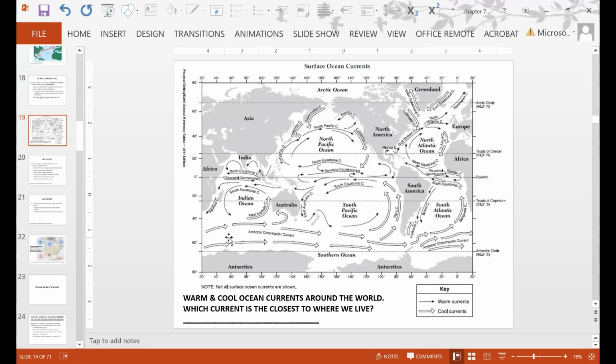So you have a cold Antarctic circumpolar current. You have warm currents that travel southward along the east coast of South America, and you have cool currents that go northward along the west coast of South America. Here we have the Gulf Stream. Again, that's a warm current that goes toward Europe. And then you have this cold Labrador current.